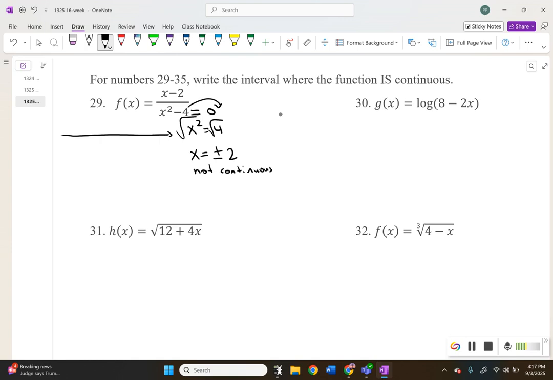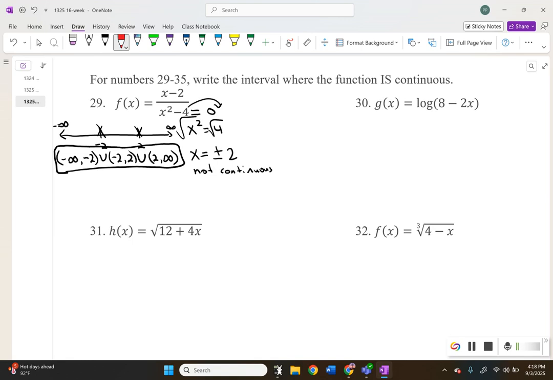So think of your interval going from -infinity to positive infinity, and we are going to pluck out -2 and 2. We're going to take those out of the interval and replace them with a little union sign. So we are going to go from -infinity to -2, then from -2 to 2, and then from 2 to infinity. This is the interval where this function is continuous. We took out the 2 values where it is not continuous.